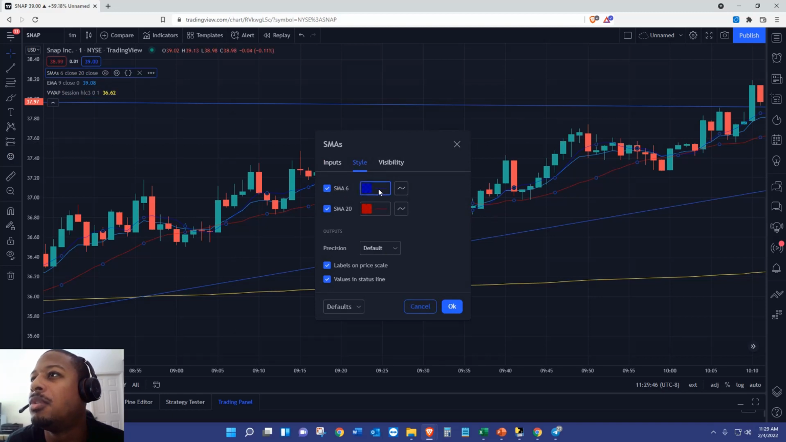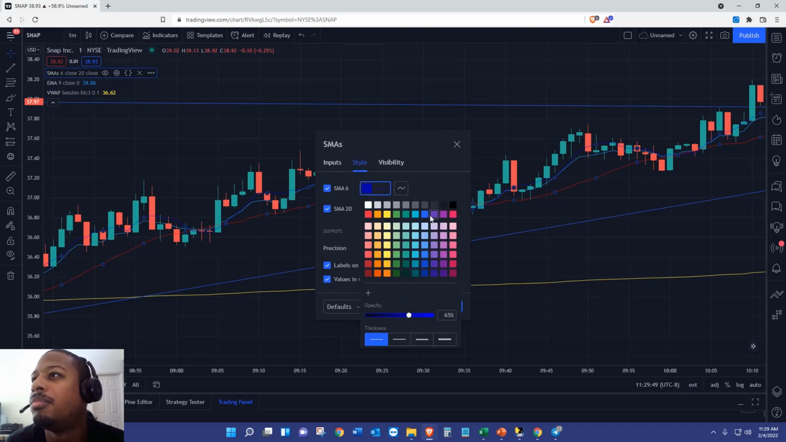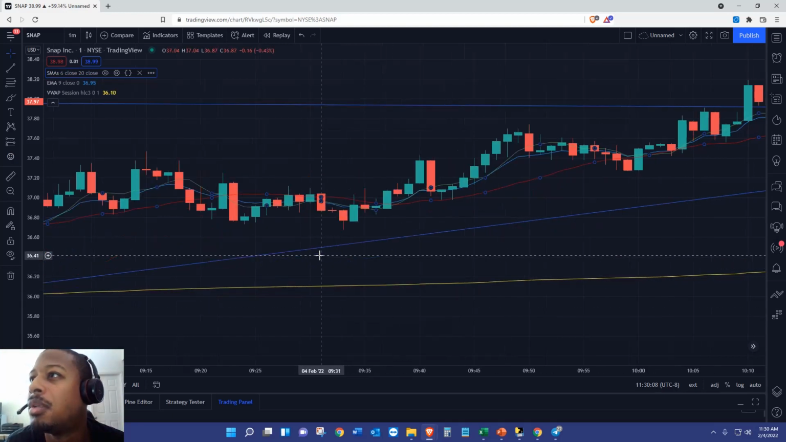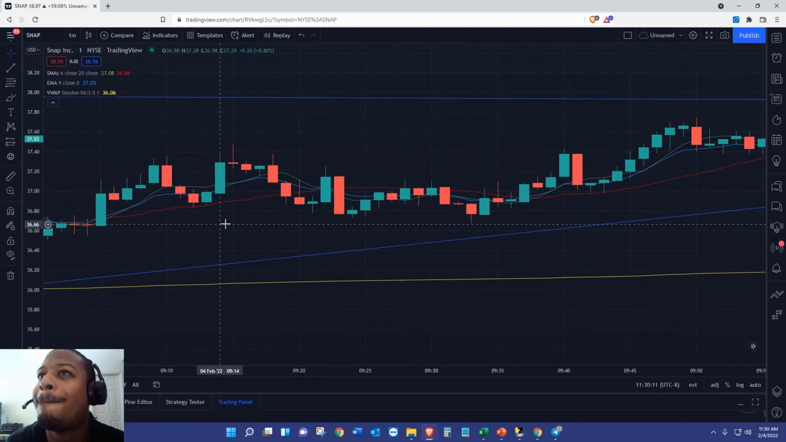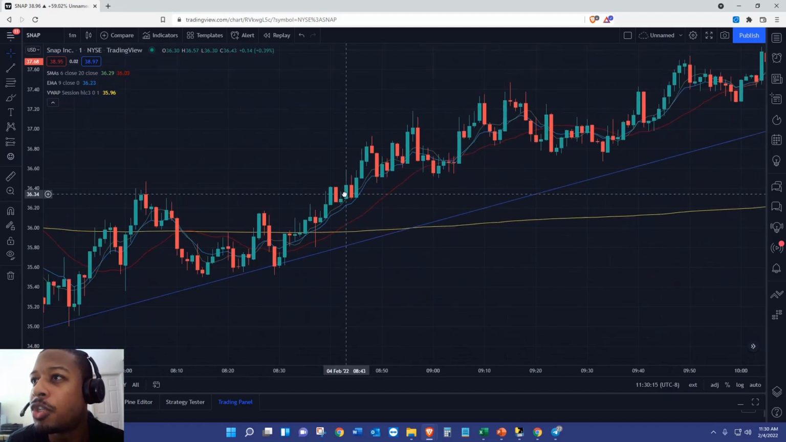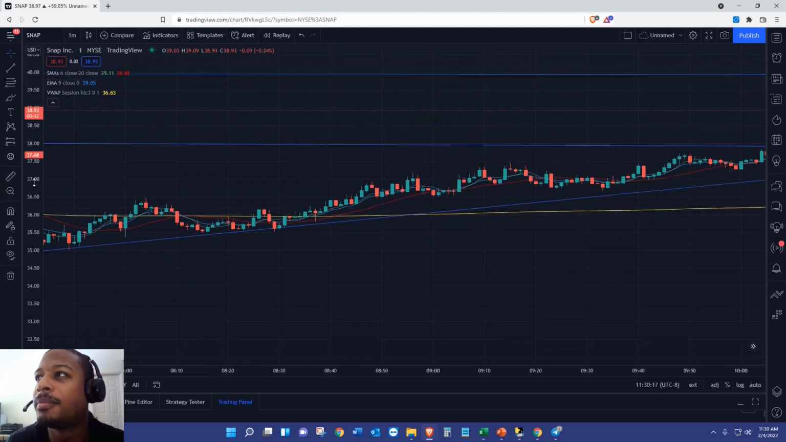Now let's change the colors here of the SMA to make it a little easier to see. Let's make it purple. No, let's make it green, like a light green. And if you guys don't know, the reason I keep my background black is because it's better on my eyesight than white. So this is pretty much what it looks like adding these indicators onto your chart.